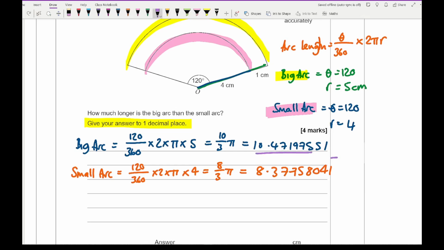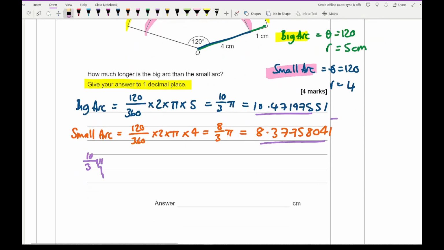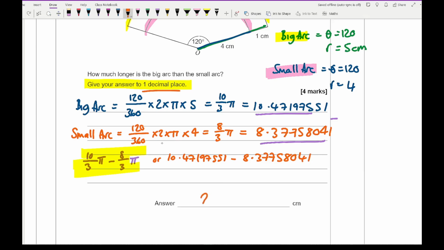So either you can do 10 over 3 pi minus 8 over 3 pi, so you can enter that on your calculator, or you can type in, now again we'll try and use the exact values, 0.471975551. Now you don't need to use all the numbers. If you want to play it safe and be more accurate, go for it. But I would say as long as you're using numbers more than one decimal place, you should end up with the correct answer, in which if I type that into one decimal place, I should end up with an answer of 2.1. And that concludes the end of this practice paper.